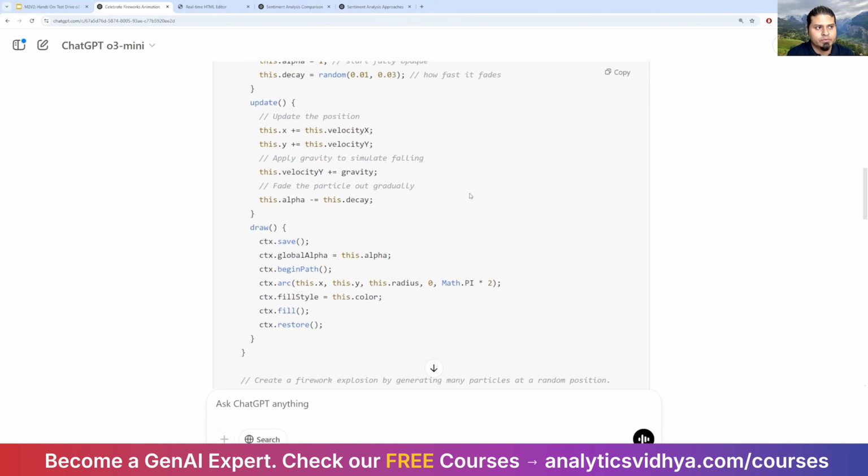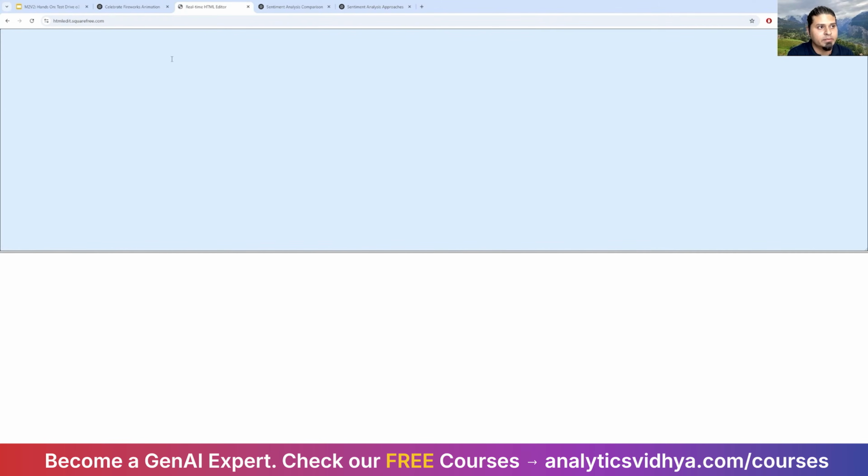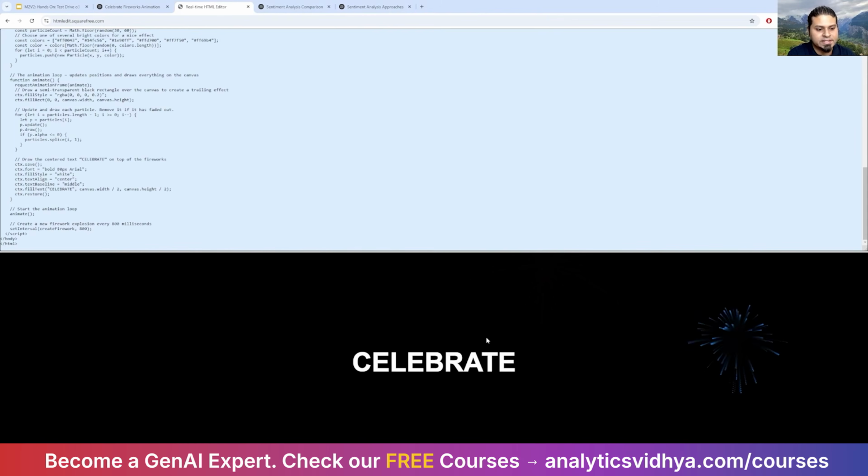So what we'll do is we will copy this code and we will paste it into a real-time HTML editor, and we see whether the code works or not. Of course, we could save it in an HTML file locally and do it, but this is fast. So let's paste the code here, and we can see that the word celebrate is in the middle and there are fireworks happening all around it, which basically means o3-mini has solved the problem for us perfectly in the way we described it. Pretty interesting.